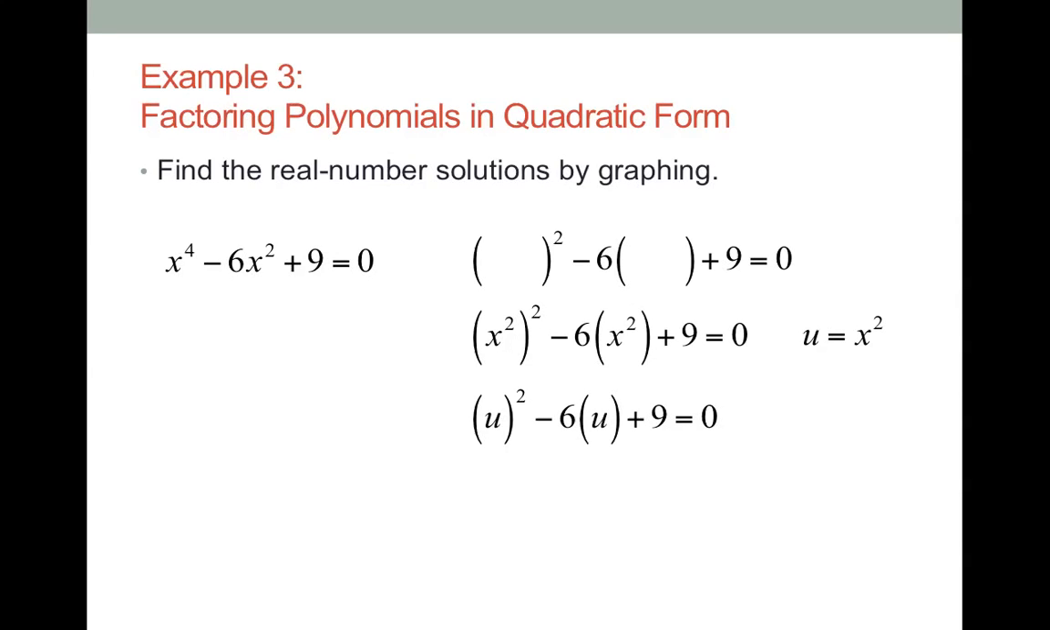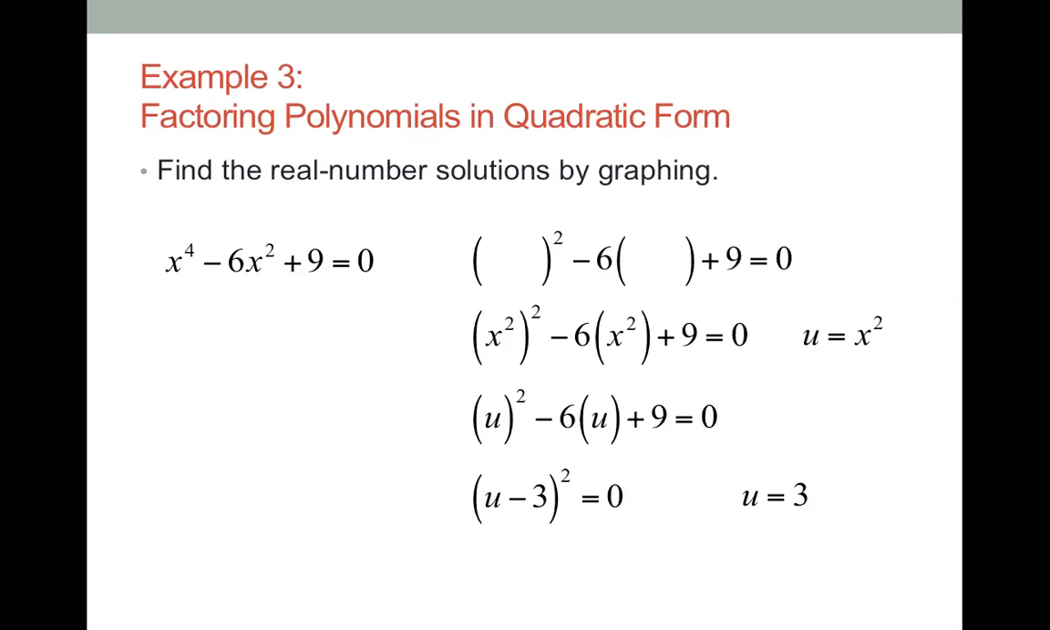So now we're just dealing with the quadratic of u squared minus 6u plus 9 equal to 0. And now we're just going to act like this is a quadratic equation, and we're going to use quadratic methods to factor it. And when we do that, we end up with u minus 3 times u minus 3, which is u minus 3 squared, equal to 0. So from that, we come up with u being equal to 3.